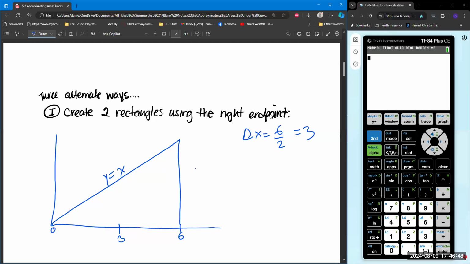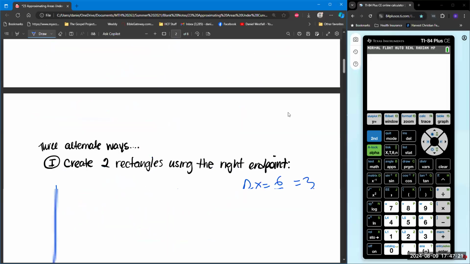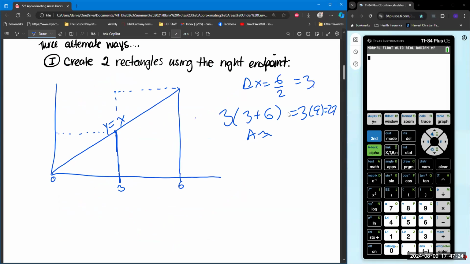If I want the right endpoints, then I'm going to make this right endpoint touch, and there's one rectangle, and then this right endpoint touches, and there's that rectangle. I have my delta x of 3 times 3 plus 6, so it's 3 times 9, which is 27. And we know that's too big, because the actual answer is 18. So we say A is about 27 square units. This is an overestimate.